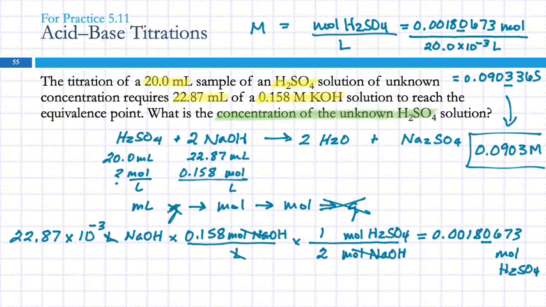Do you see how it's really just stoichiometry? It's grams to moles to moles to grams. But we're not starting with a mass, we're starting with a volume. They're going to give us the concentration of one of these. They're going to give us the volume of the other. They're going to ask for the molarity. So you find the moles of the missing thing, and then you divide that by the volume that they gave you, and you get the molarity.